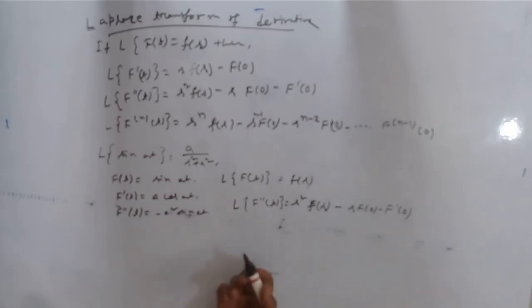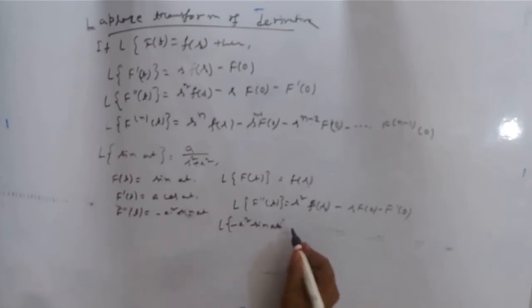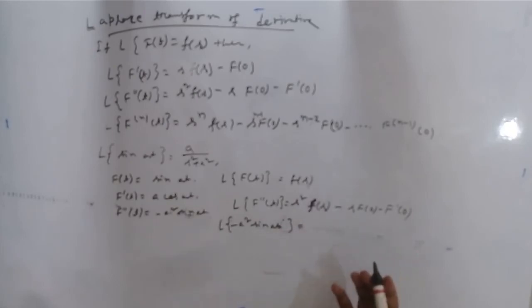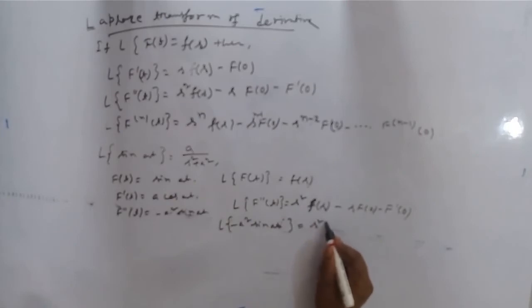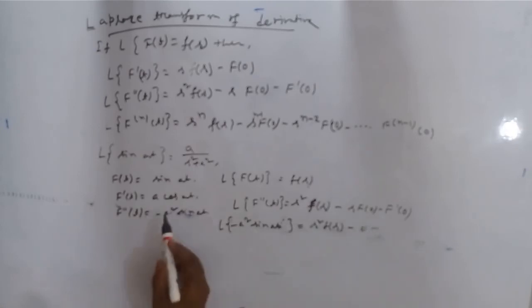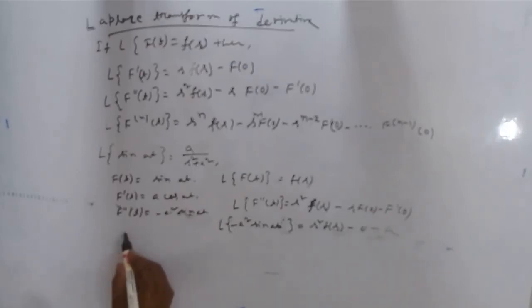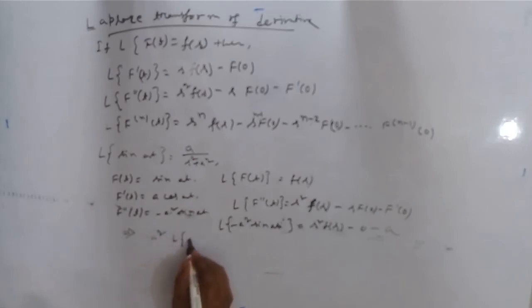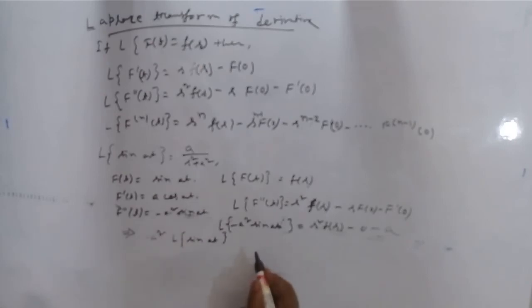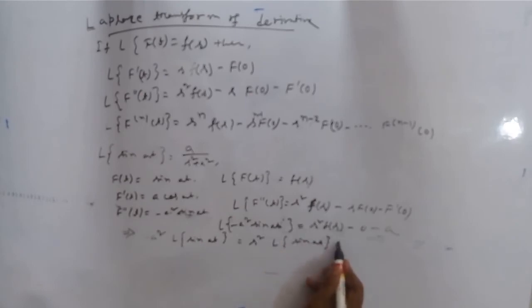So L of f double dash t is minus a square L of sin at, and we don't know what F(s) is. We have to prove this. So we write s square F(s) minus f(0), that is the value of sin at t equal to 0, which will be 0, and minus f dash 0, the value of this function at t equal to 0, which will be a. So from this we can write minus a square L of sin at equals s square F(s), and F(s) means L of sin at, minus a.